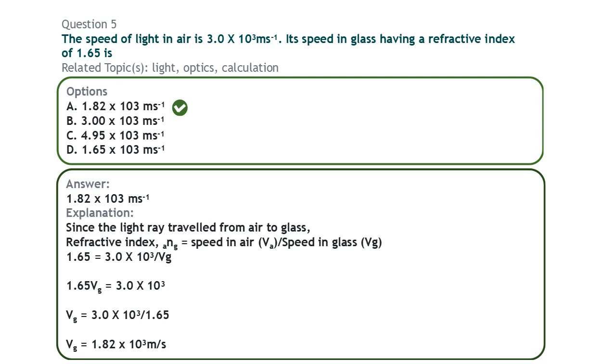Now how do we do this division here? Both of these, 3.0 times 10 to the power 3 is the numerator, while this is our denominator. What we just do is leave this 10 to the power 3 as it is, then just divide 3.0 by 1.65, and we have 1.82 times 10 raised to the power 3 meter per second. So from this division we have 1.82 times 10 raised to the power 3 meter per second.